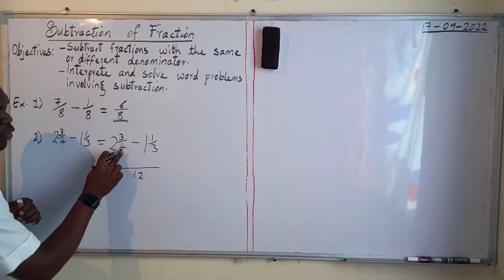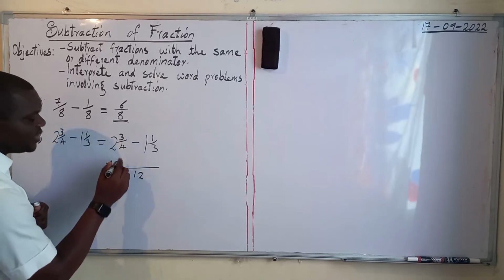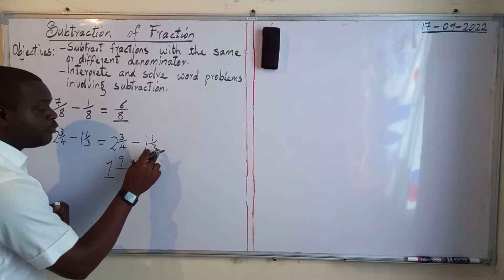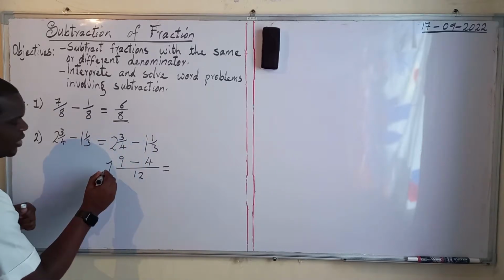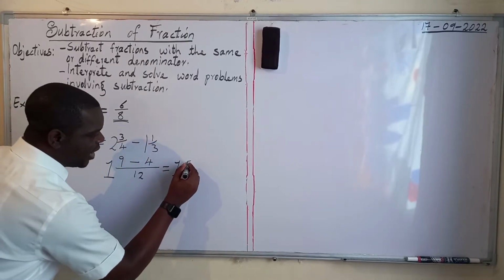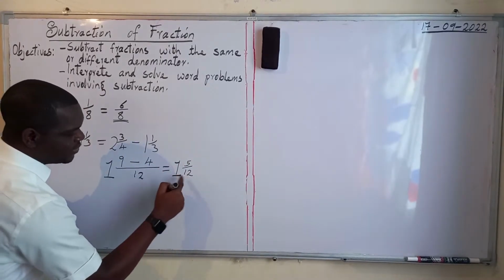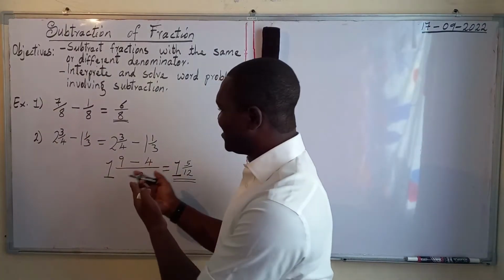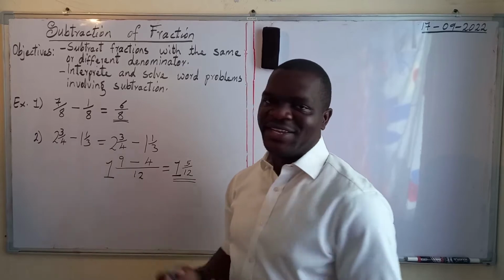12 divided by 4 gives 3. 3 times 3 is 9. Minus 12 divided by 3 is 4. 4 times 1 is 4. So here we bring our whole number first. 9 take away 4 will give 5. This all over this 12 here. So this is what you do as well when it comes to subtracting mixed fractions or mixed numbers.